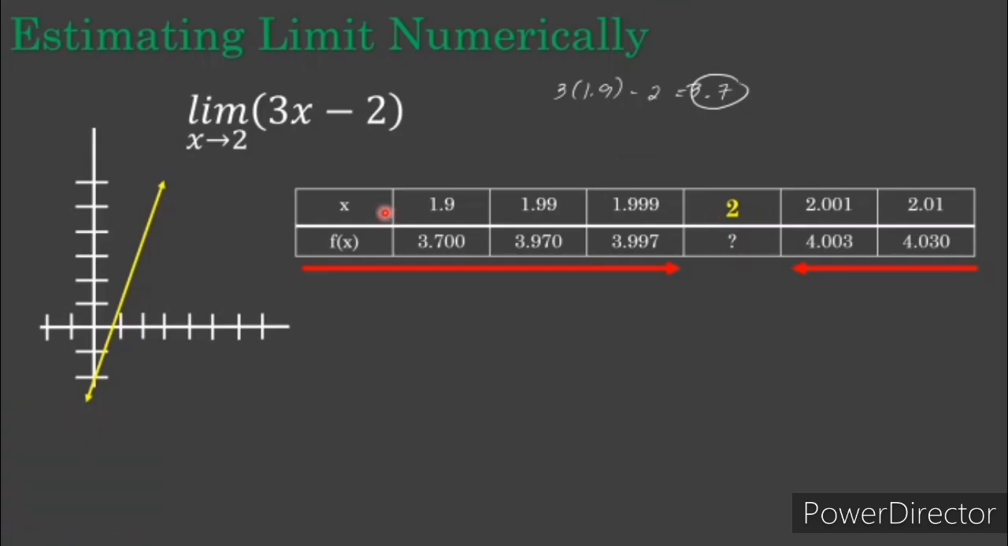Ayan, 3.700. So, kapag ang value ng x natin ay 1.9, ang value ng function natin ay 3.7. Pag ang value ng x natin ay 1.99, yung function natin ay 3.97. Pag ang value ng x natin ay 1.999, ang value ng function natin ay 3.997. Kapag ang value naman niya ay 2.001, which is closer to 2, ang value ng function ay 4.003. Kapag ang value niya ay 2.01, ang value ng function ay 4.030.